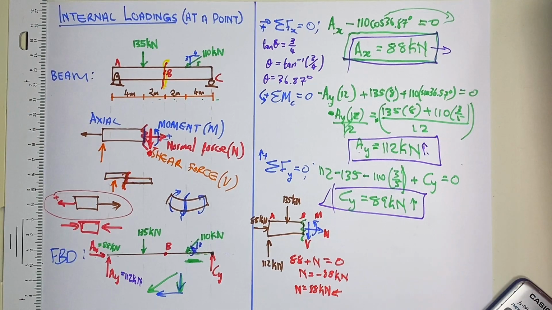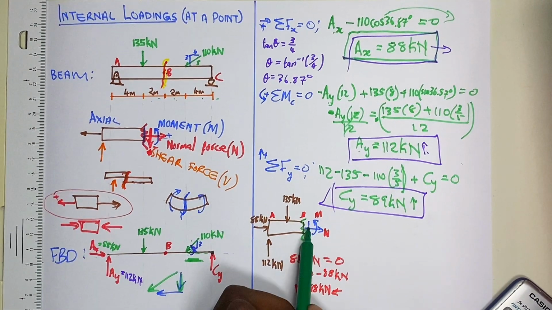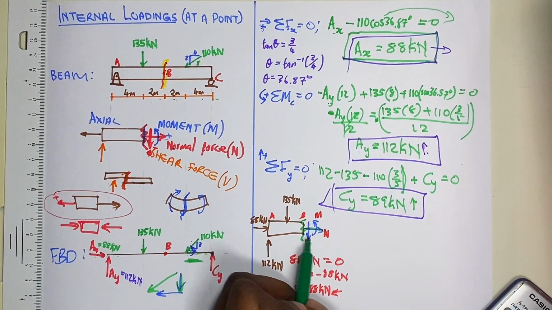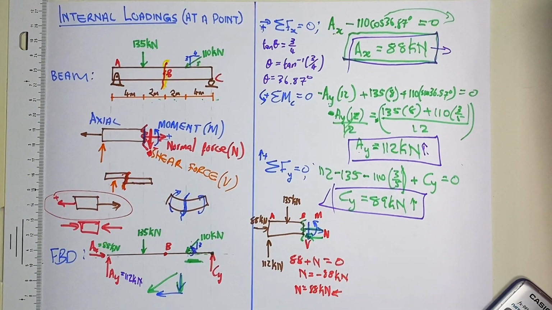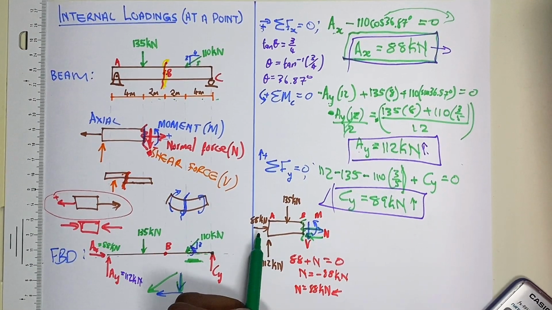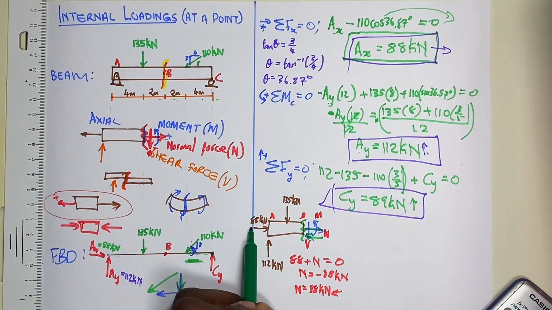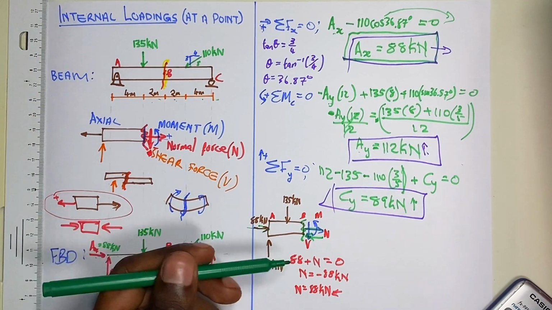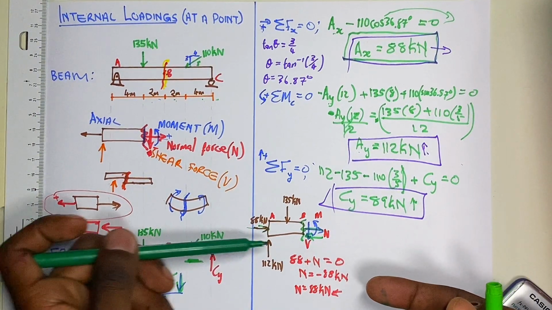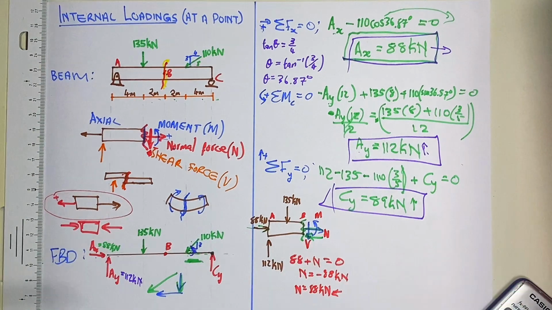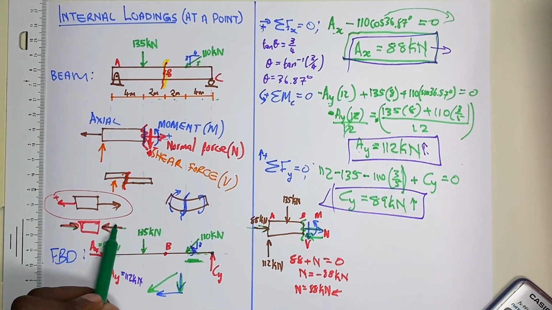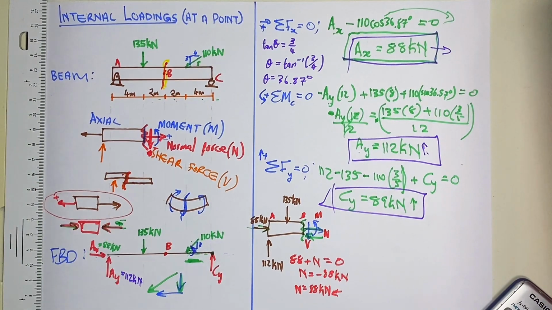So instead of our N going that direction, it will be acting this way, which makes sense because in equilibrium it must balance this force that is pressing on it. Because it is pressing on it, this one must react to that force. And in our sign convention, if they are pressing on our member, we take that as negative, and that's exactly what happened here.